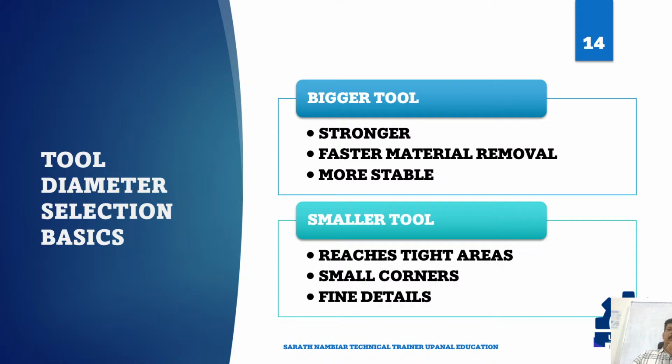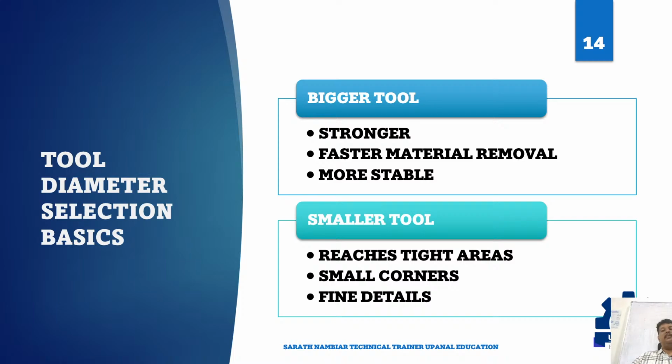Now, one of the most common mistakes in machining is poor diameter selection. Many beginners choose very small tools for everything, but diameter matters greatly. A bigger diameter tool is usually stronger and more stable. It can often remove material faster and resist deflection better. That means better productivity. But a larger tool cannot enter small corners or narrow pockets.